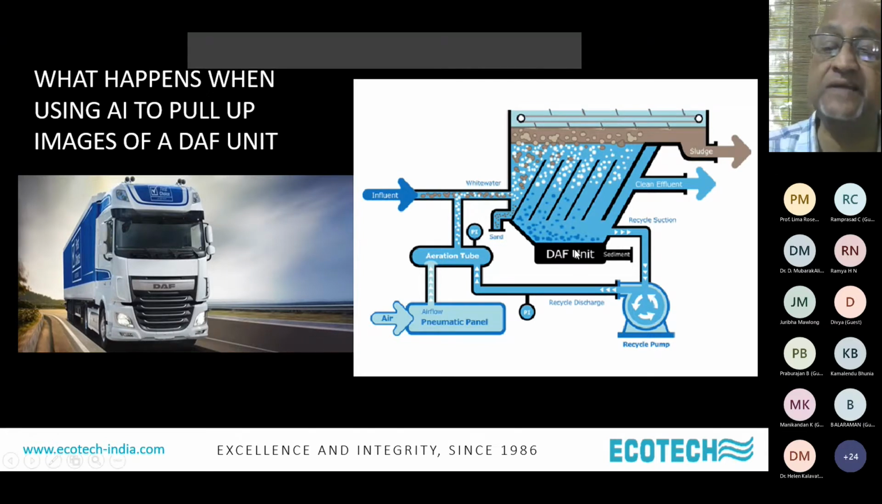This is the floated sludge, and there may be some heavy solid particles which will also settle, and that will be the sediment. So in a DAF unit, you get two sludges out. One is the floated sludge, the other is the sedimented sludge. Both sludges you'll have to handle.